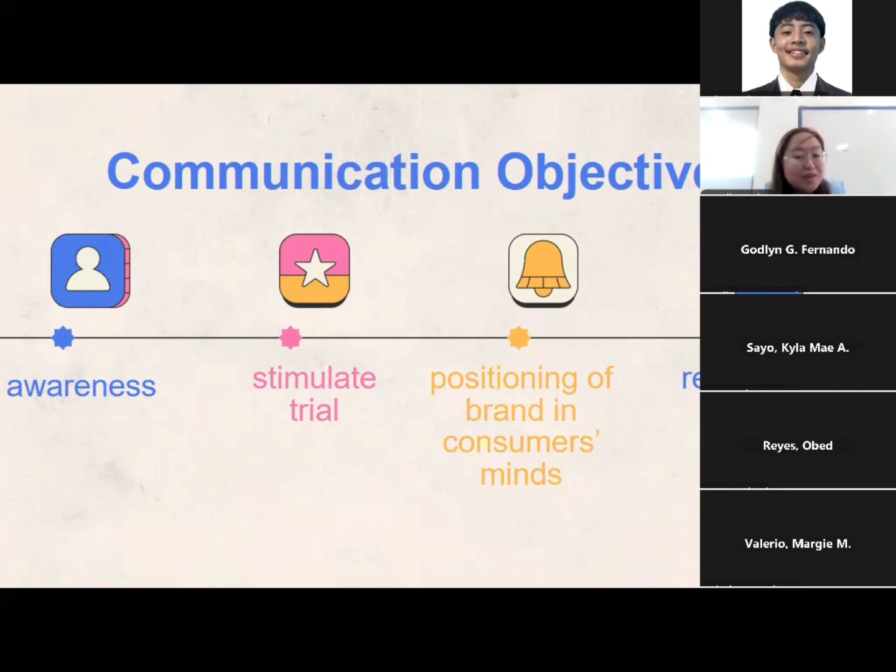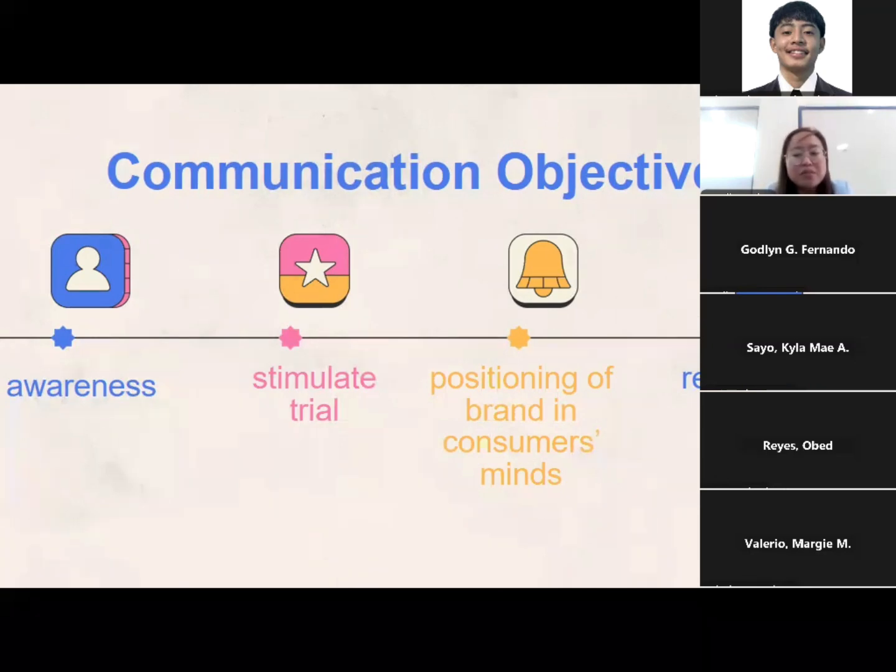And also in terms of stimulating trial, the sample company might offer free samples or trial versions of a new product because they want to encourage customers to try it for the first time, like how beverage companies might give out free drink samples in stores.